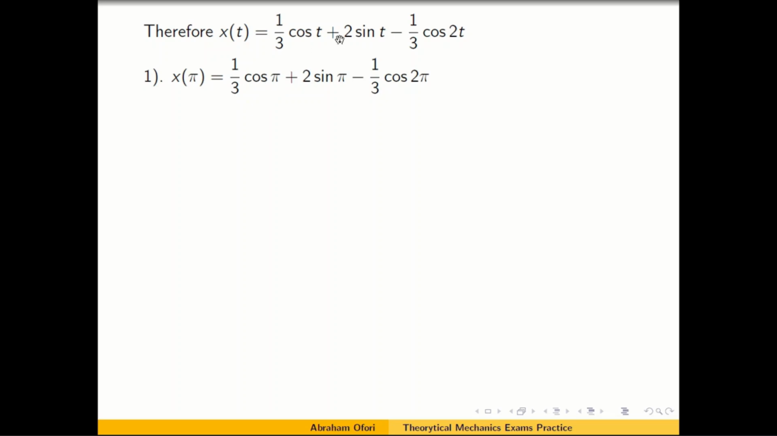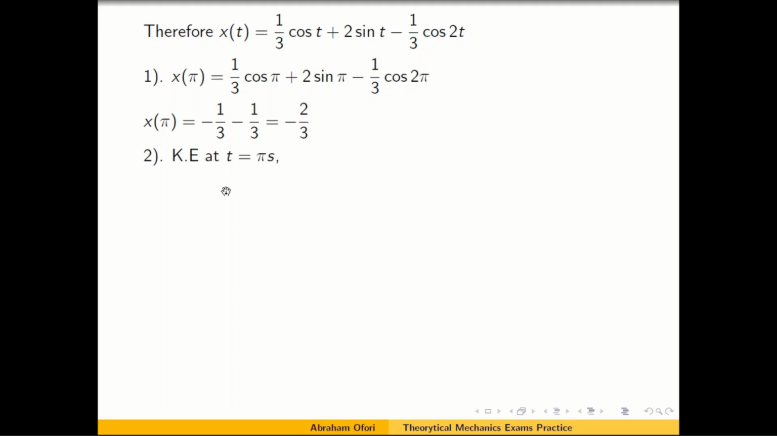So cos pi is what? Cos of 180. And cos of 180 is negative 1. Sine pi, sine of 180 is 0. Cos 2 pi, cos of 360 is 1. So you put everything in. And so this cos pi is negative 1, so it becomes negative 1 over 3. Then this becomes 0, this side. And this is what? Cos 2 pi is 1, so it becomes negative 1 over 3. And summing this, I get negative 2 over 3. So the position of the particle at pi seconds is equal to negative 2 over 3.